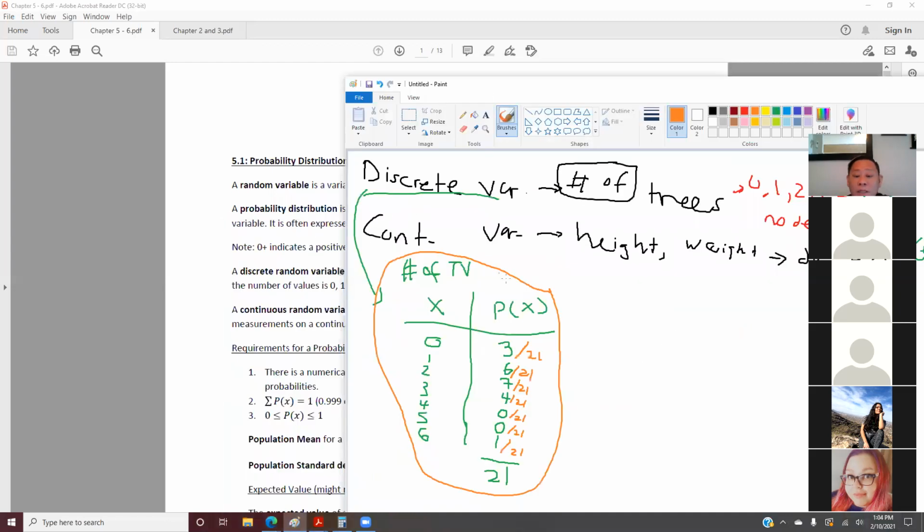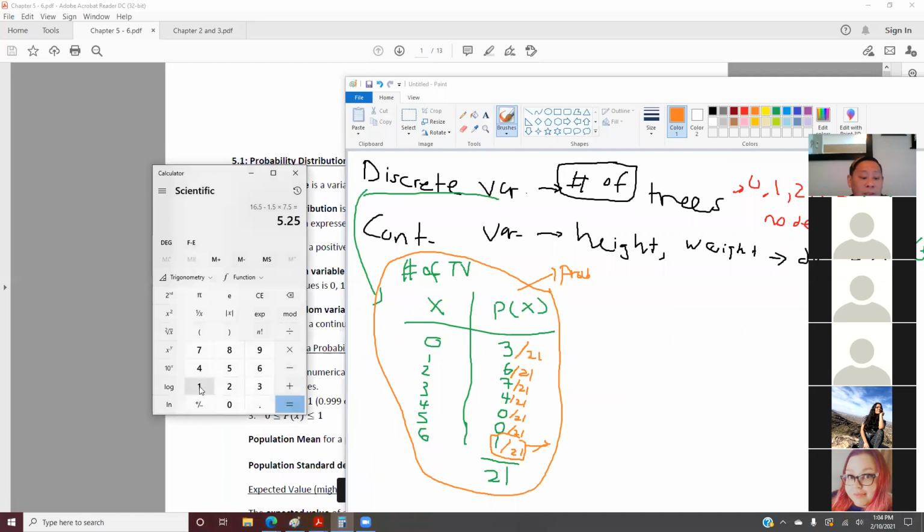Now, sometimes the probability that you find is very small. So take out your calculator and divide 1 by 21. Please pay attention here because this is very important. You got 0.04. Okay, this is fine. Now I want you to take a calculator and do 1 divided by 2021 and see what you get.